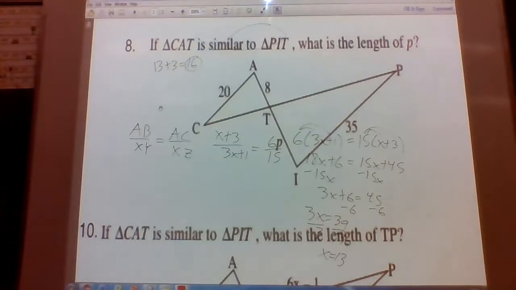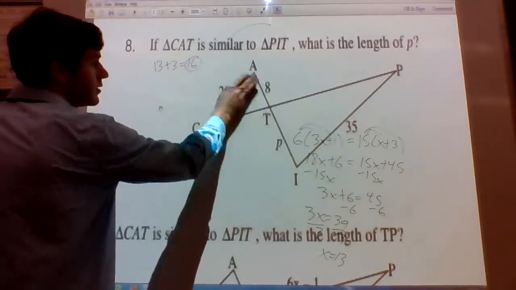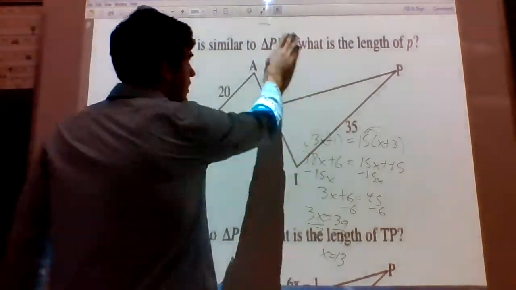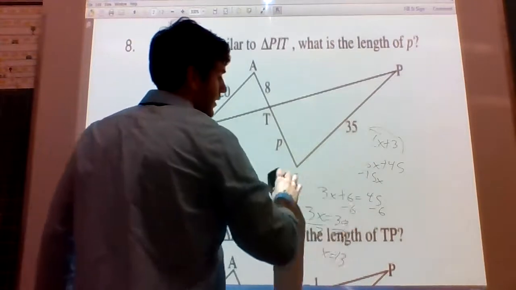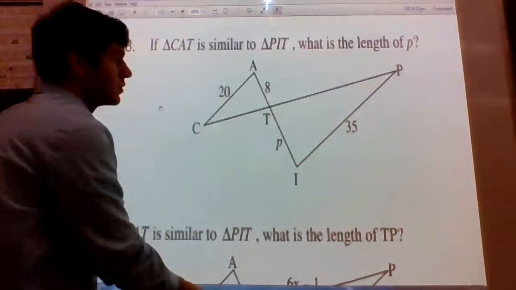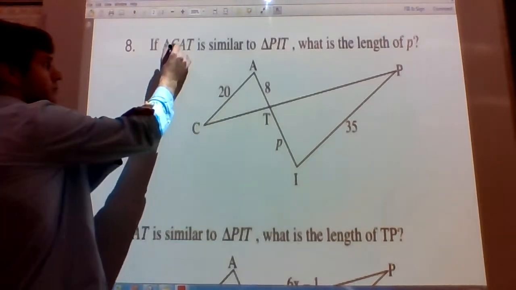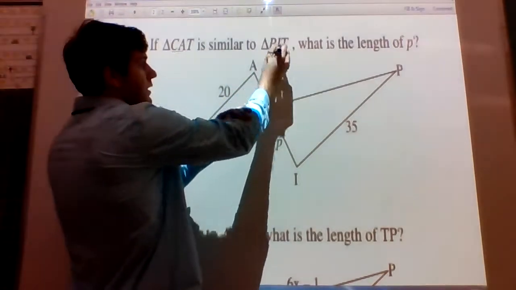Number 8, if triangle CAT is similar to triangle PIT, what is the length of P? So P is our variable that stands in for the length of TI. They're giving us two sets of sides in each one. So we know CA and PI.